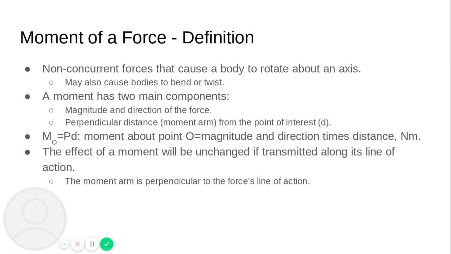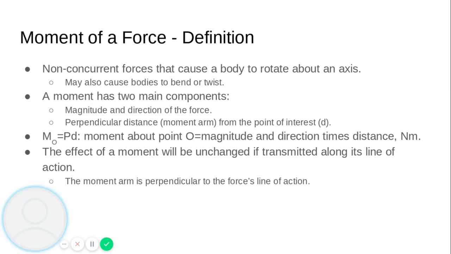A moment has two main components: the magnitude and the direction of the force which causes the moment, and the perpendicular distance, the moment arm, from the point of interest, which we can call d. So the moment is equal to P times d. This means that the moment about point O is equal to the magnitude and direction times the distance, in which the moment is defined by a Newton meter.